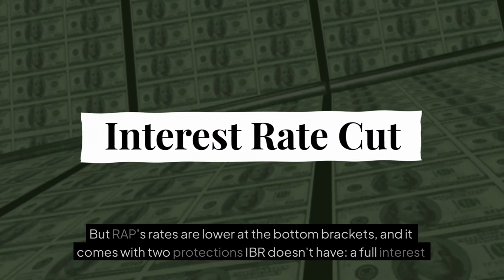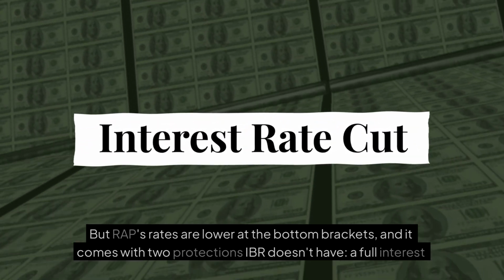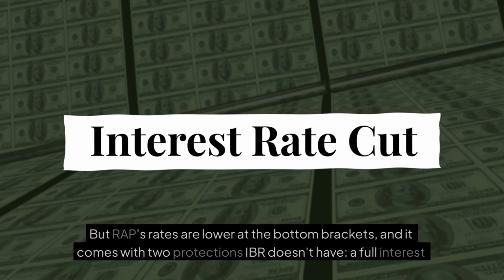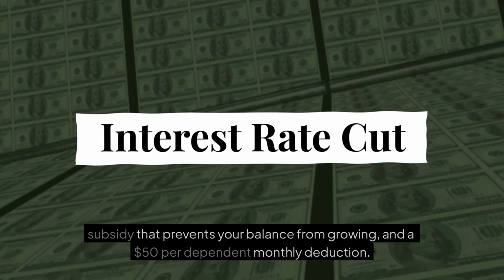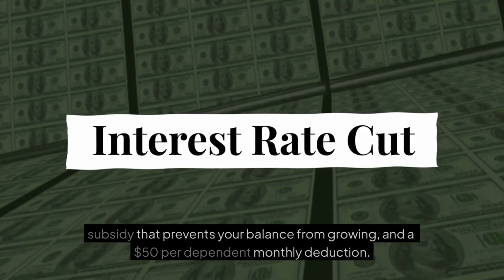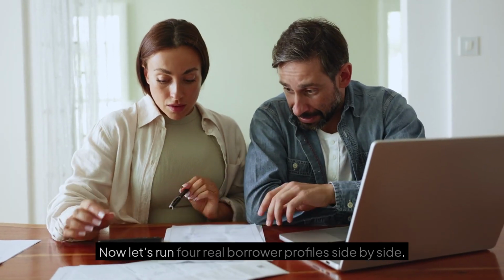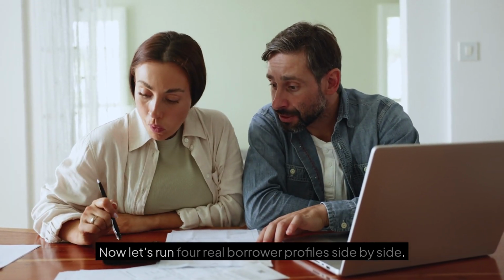But RAP's rates are lower at the bottom brackets, and it comes with two protections IBR doesn't have: a full interest subsidy that prevents your balance from growing, and a $50 per dependent monthly deduction. Now let's run 4 real borrower profiles side by side.